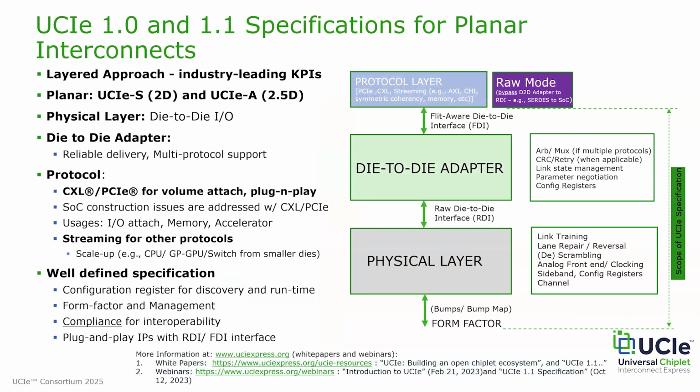Now let's do a brief overview of the first generation of UCIe, that is UCIe 1.0 and UCIe 1.1. These are planar interconnects, and you can get the details of those. There are some white papers listed here and some webinars listed here. You can go through those and get much more details. Physical layer, as you can see on the picture on the right here, includes things like your clocking, analog, channel, sideband, scrambling, descrambling, bump map, link training, lane repair, lane reversal, the whole nine yards there.